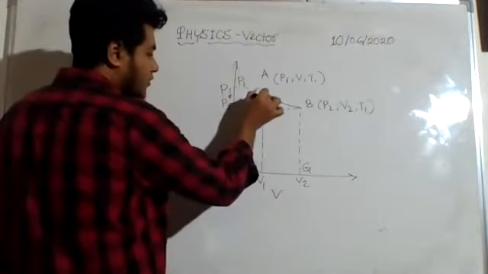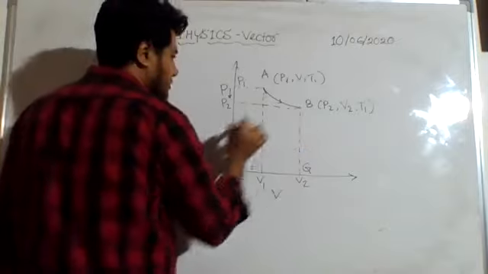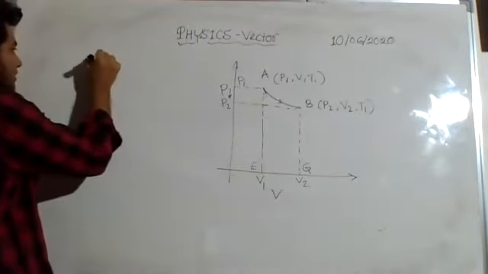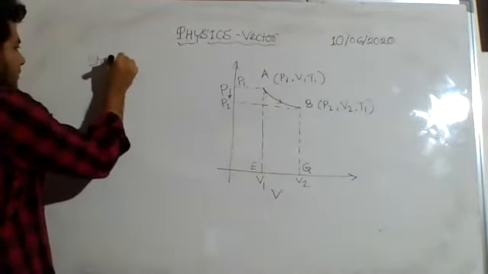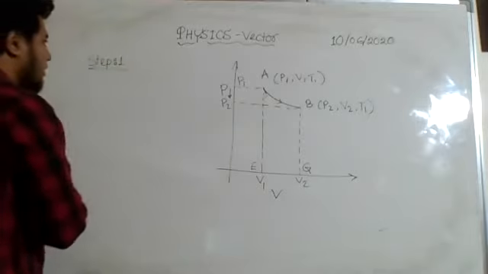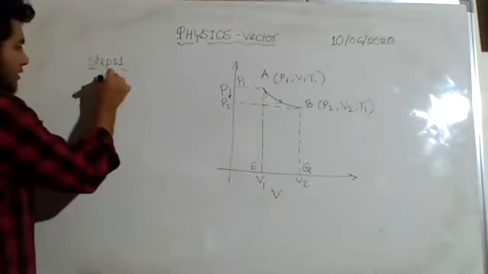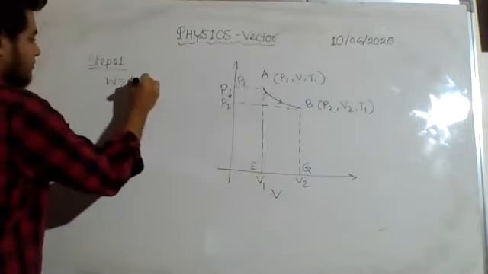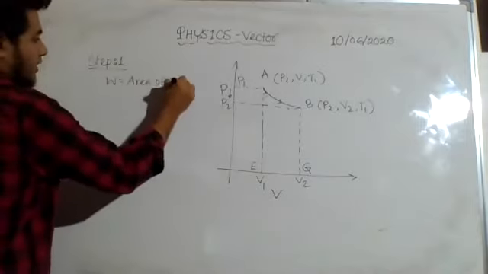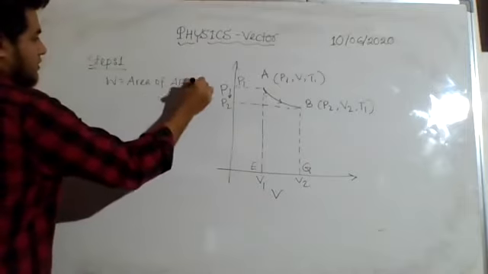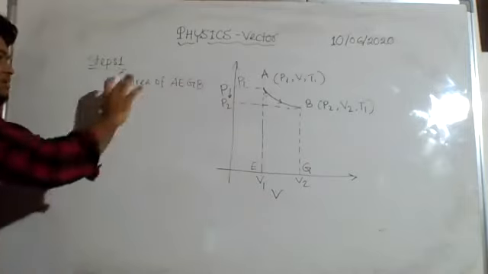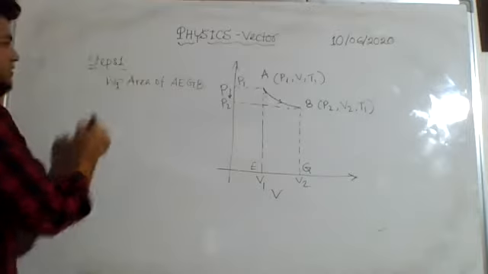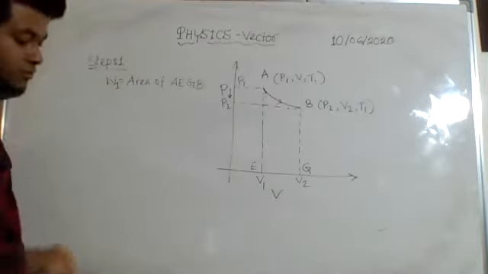So the area of AEGB, isothermal is step 1. In this process, the work done, W, will be equal to the area of AEGB. Now, this area is very important. This is step 1, that is why I'm referring to it as W1.